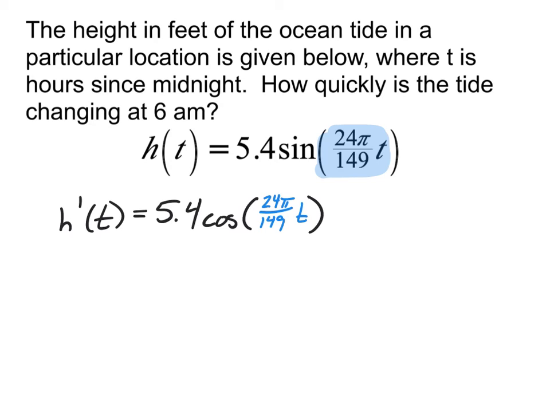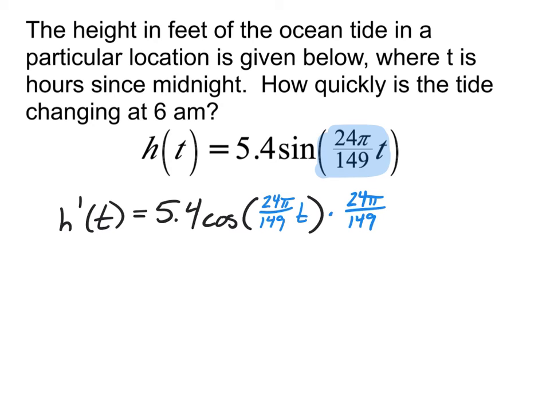Now, in that inner function, this whole 24 pi over 149, notice that's just a constant. And so this is going to work the same way as if it was 2t or 5t or something like that. The derivative of any constant times t is just the constant. So this is going to be times 24 pi over 149. So there's our derivative. That tells us how quickly something is changing at any given time.